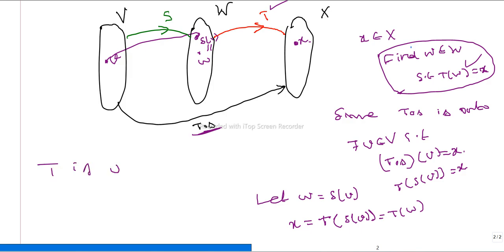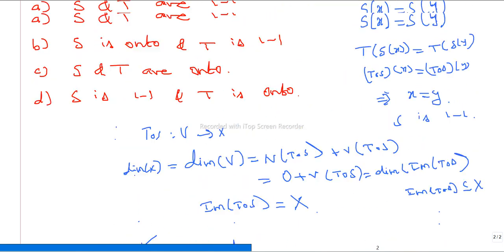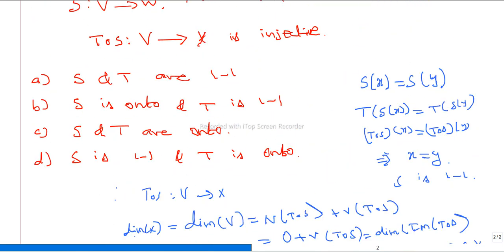Therefore T is onto, and S is one-one. So that is the correct answer. T is one-one and S is onto. Okay, so any doubt in this? Okay, so next question.